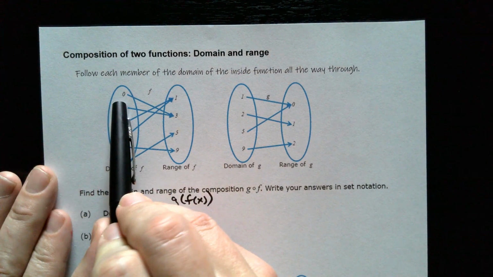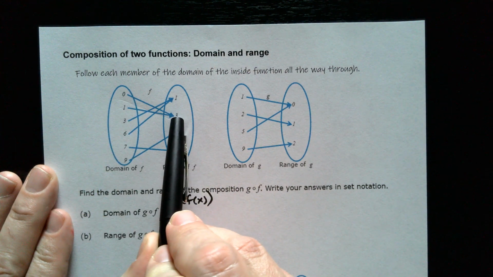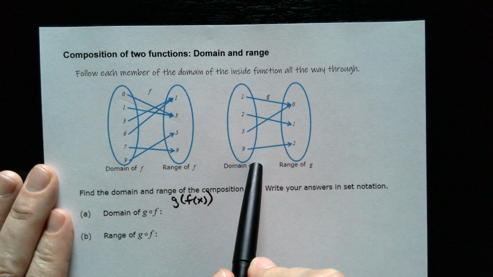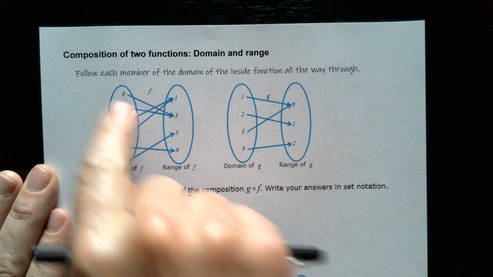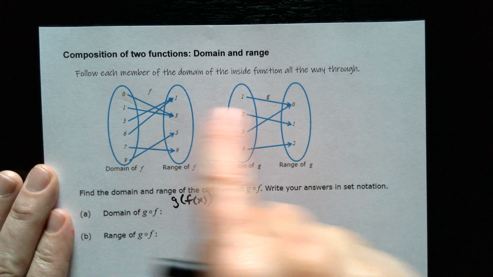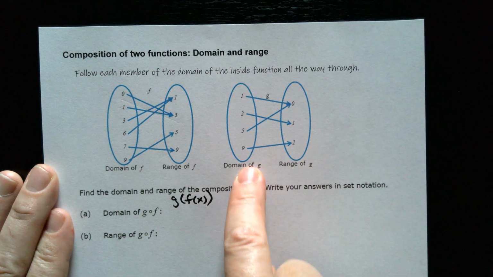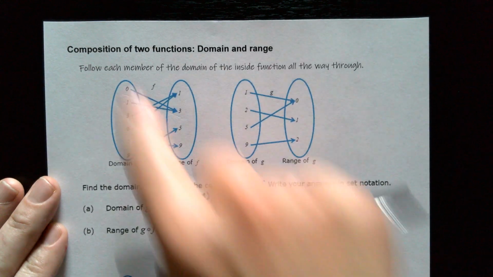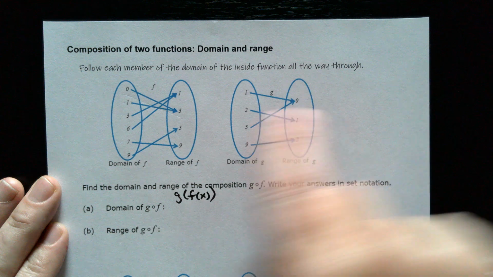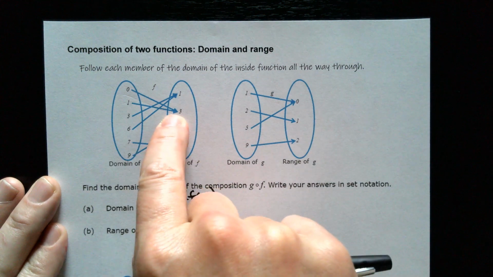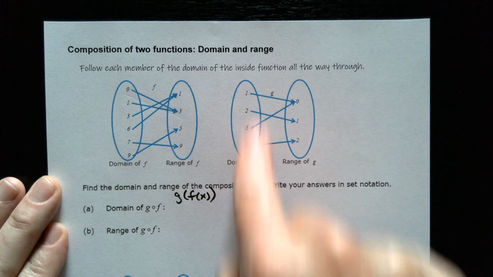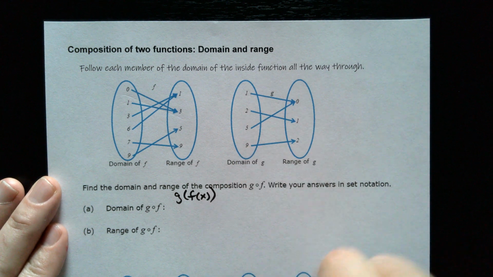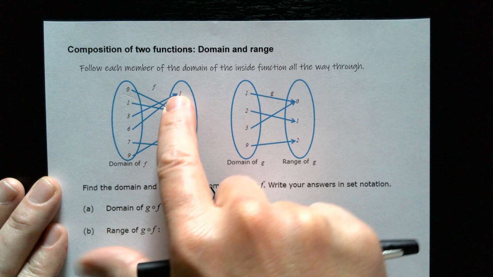Start at 0. 0 goes to 3. Now go over here and find a 3. There isn't one. Okay, so what that means is that 0, even though it went to 3, there's no matching 3 here, so 0 is not in the domain of g of f. It's got to get all the way to the end. Okay, let's try 1. 1 goes to 3, but again, there's no 3 here to pick up, so 1 is not in our domain.